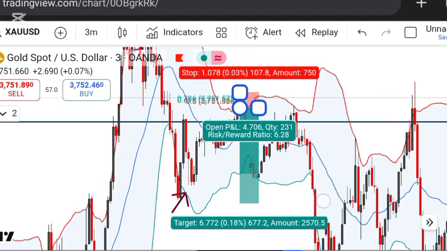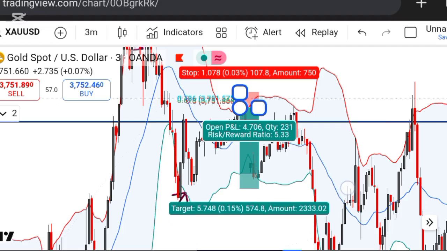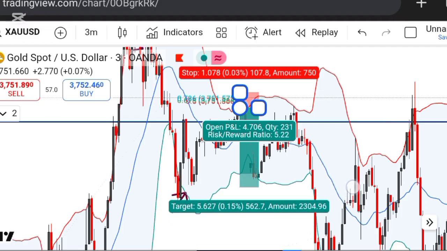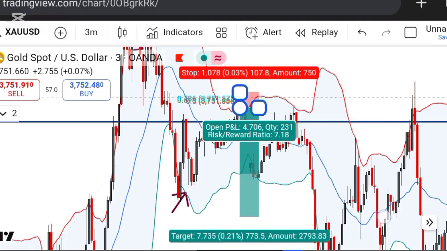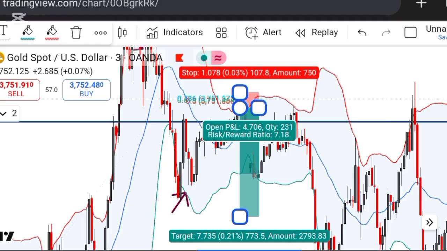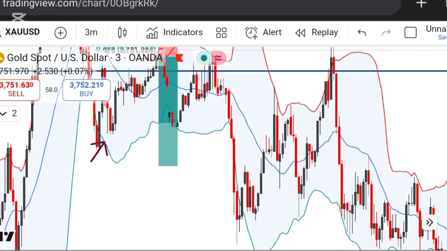So you got your 1:5 right there. You keep trailing your stop loss. So you hit your 1:7 again right there. The strategy is not 100% certain, but once you lose, you also have the chance to make a lot of profit using this same strategy. So therefore, this tutorial, that is it.